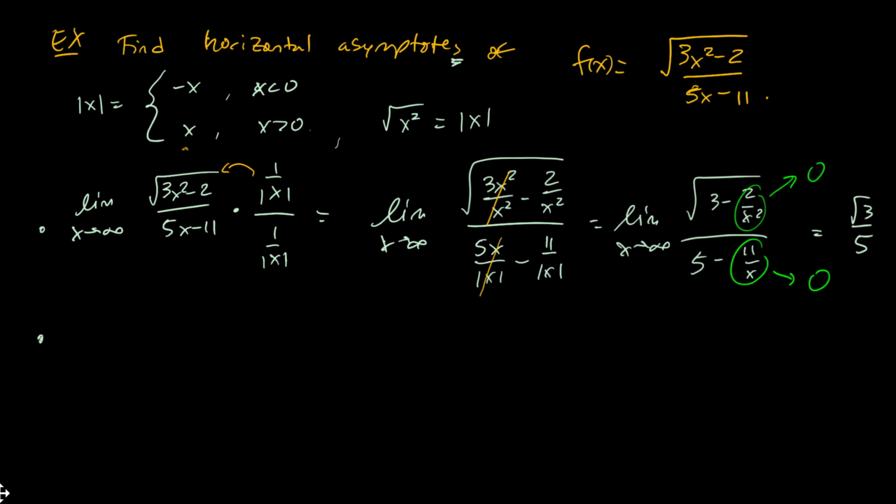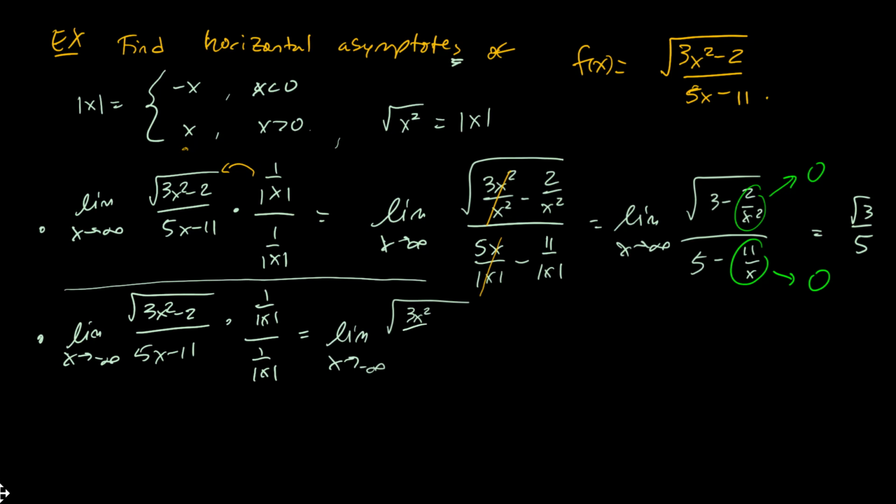Now we also need to consider what happens going to negative infinity. So let's do the same thing. And actually, most of the work is going to be exactly the same. I'm still allowed to bring in the absolute value of x inside the square root, because the square root of x squared is the absolute value of x, so that's not a problem. Here's the only issue. This is where it changes a little bit. I can cancel out that. That's not a problem. The 2 over x squared is still going to go to 0. The 11 over x is going to go to 0.